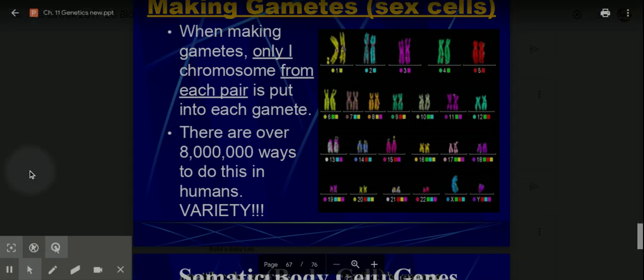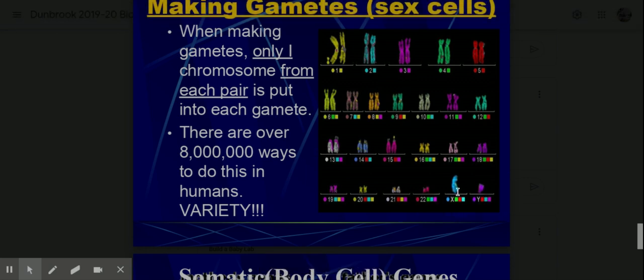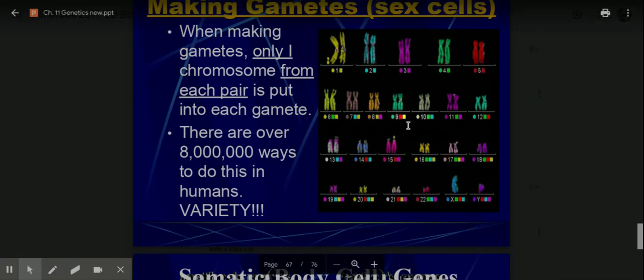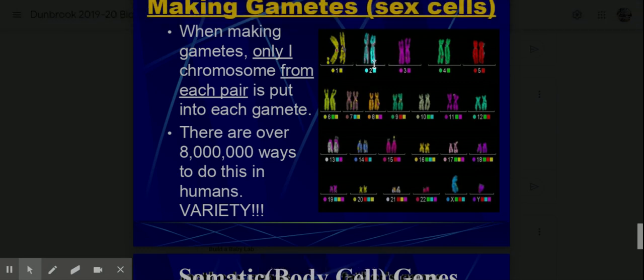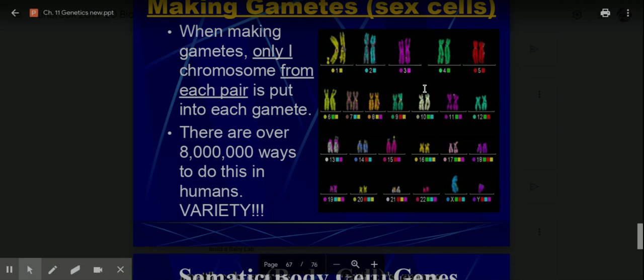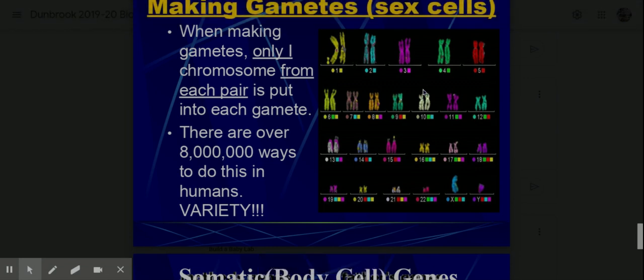So again, when you think about the variety, in the human example, picture this as any diploid cell in a normal human being. This would obviously be a male because the 23rd pair is different. It's X and Y. When you go to make a sperm cell, when this individual goes to make a sperm cell, he's not going to put both copies in his sperm. Actually, that's a bad way to say that. Let me correct that. Half of all of his sperm will have half of these chromosomes in them. There are many different ways to do that.